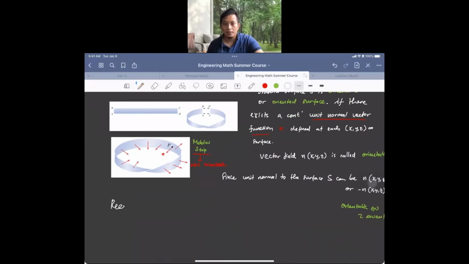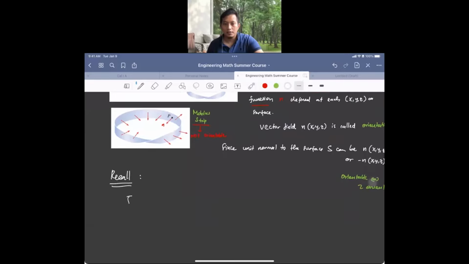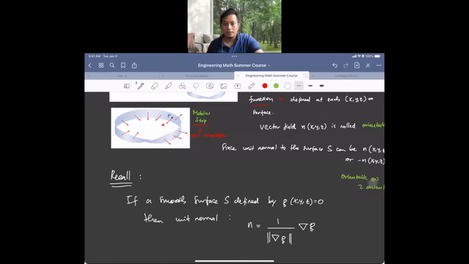Okay. Then recall from the calculus that the unit normal is, or maybe just n to make it different. Or maybe let me just write the definition first. Recall, if a smooth surface S is defined by functions g, then the unit normal n equals 1 over the magnitude of del g, times del g.